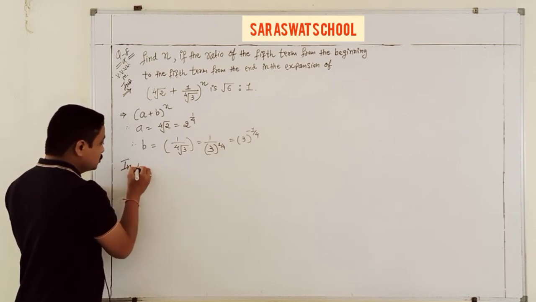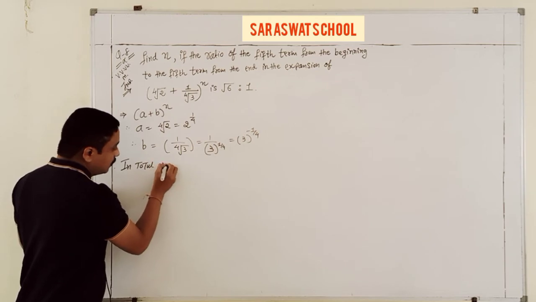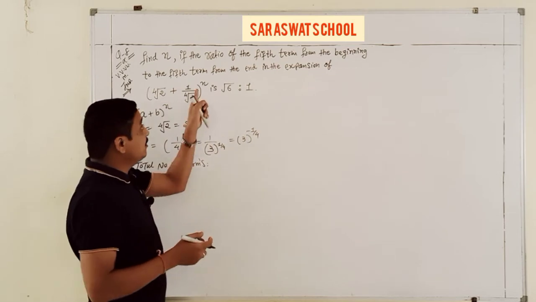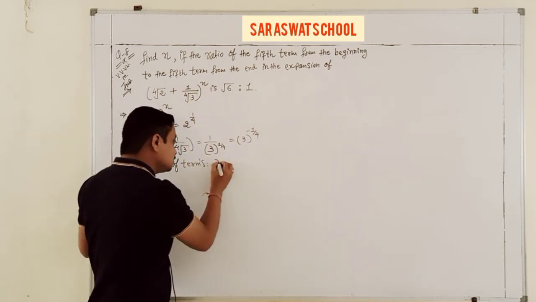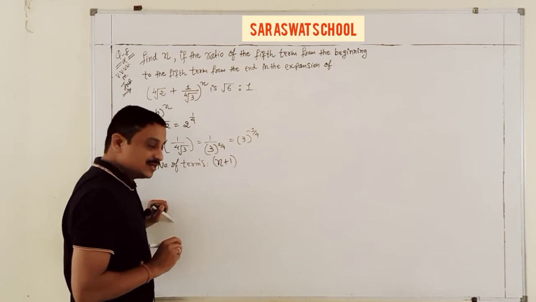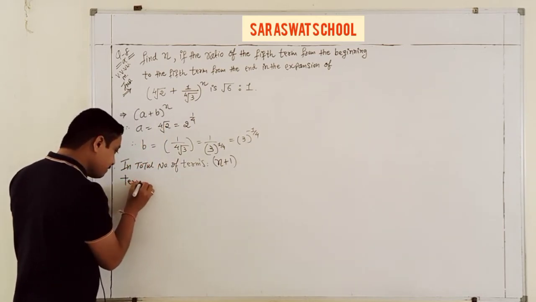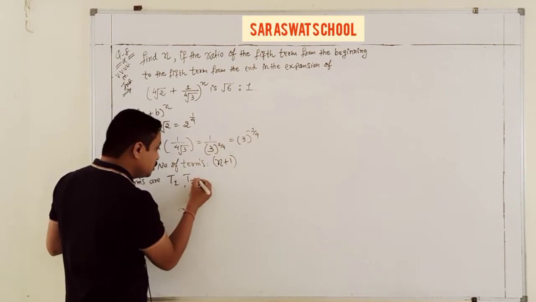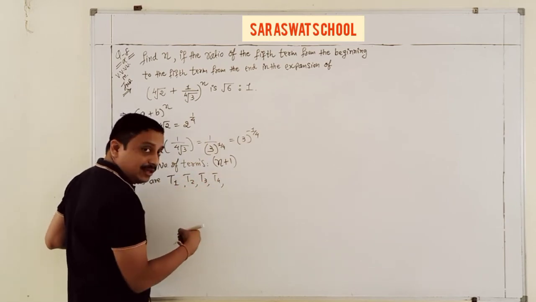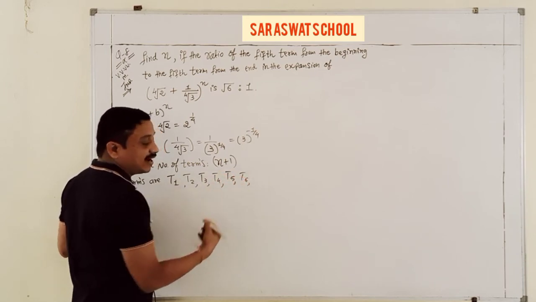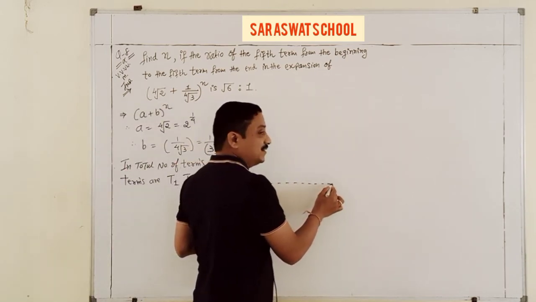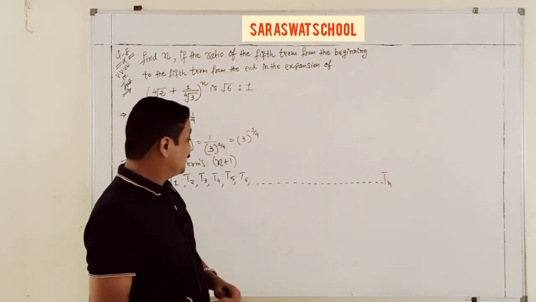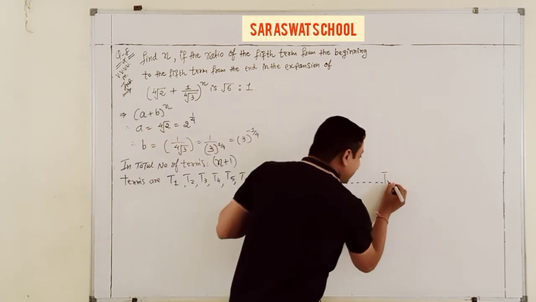In total, how many terms? The power n is given, but the total number of terms in the expansion is n plus 1. It means the terms are t1, t2, t3, t4, t5, t6, up to t(n+1). So you can write here n plus 1.